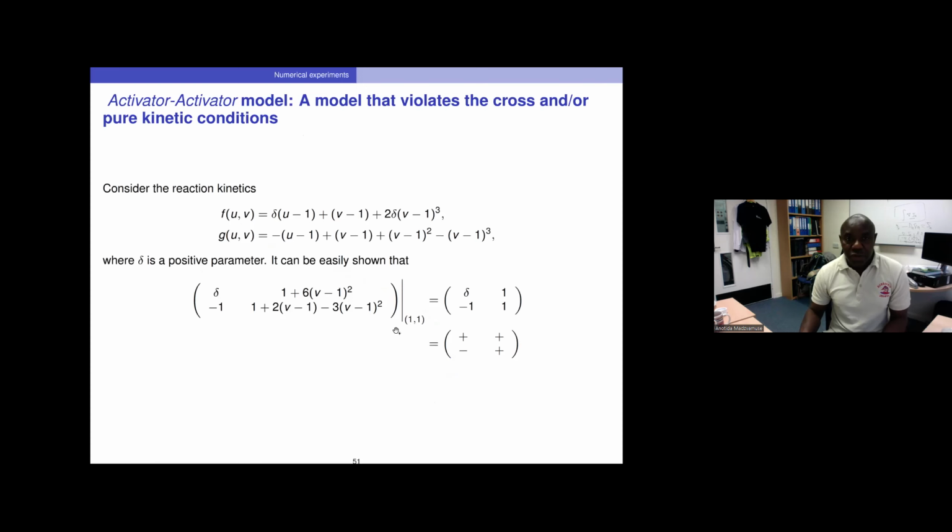I will just give you some solutions on an activator-activator model, which violates the cross and pure kinetic conditions, as I stated earlier. Your diagonal entries are positive, so f of u is positive and g of v is positive. So v is an activator, and u is an activator, basically. If you were to solve this in the absence of domain growth, you will never get patterns. I mean, you can try, you will never get patterns, period. That's the end of it.